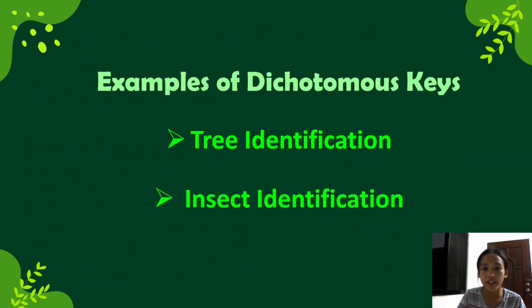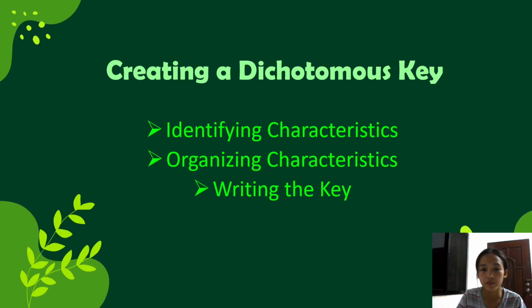These are the examples of dichotomous key. First is the tree identification and the insect identification. To create a dichotomous key, you should identify the characteristics, organize the characteristics, and write the key.